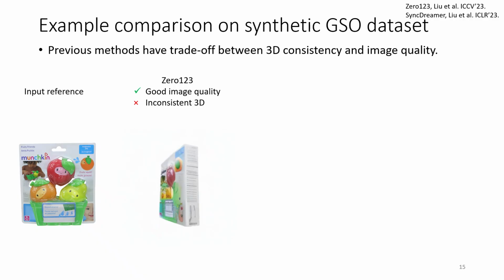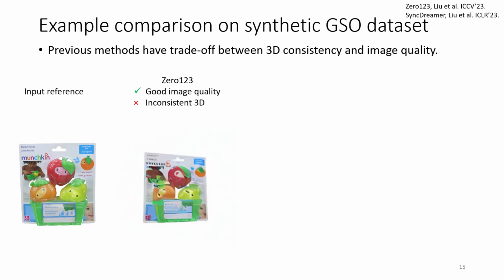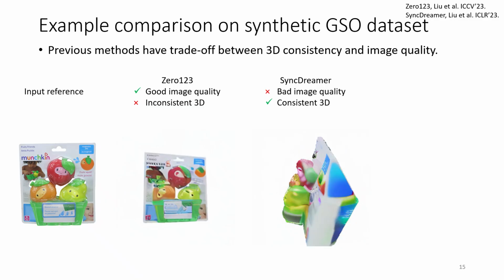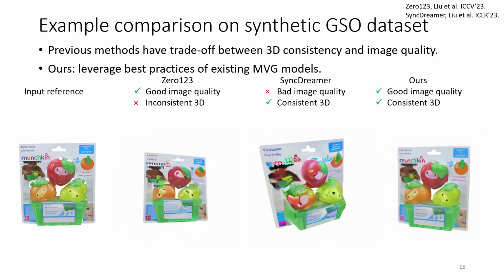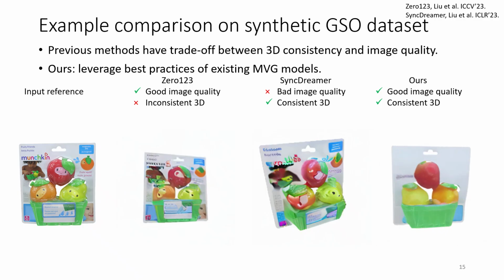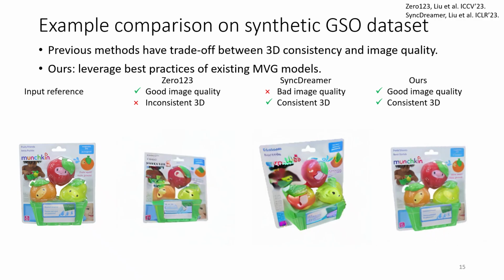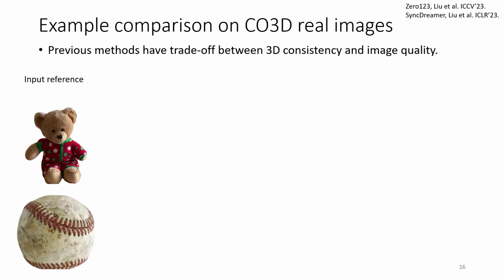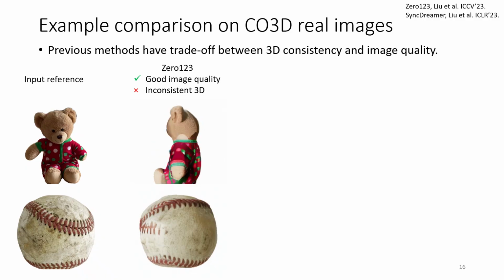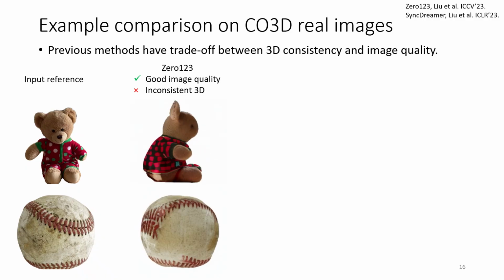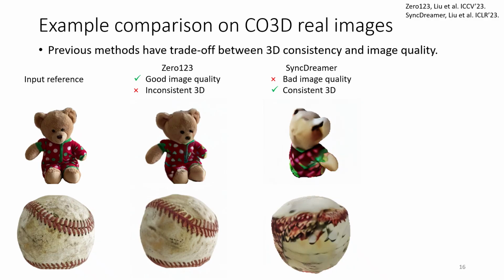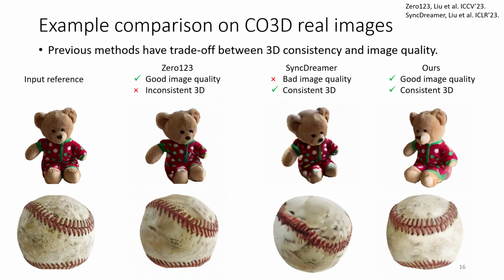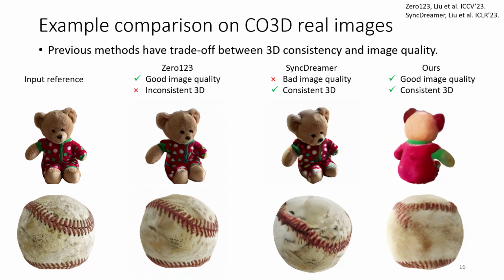We show one example here. 0123 generates images that look good independently, but are not 3D consistent. ThinkJumor generates 3D consistent images, but the quality is suboptimal. Our method leverages the best practices and balances better in consistency and quality. We show more examples on real image dataset. We can see that 0123 images are very inconsistent. The ThinkJumor has texture that does not look pleasing. And our model balances better on both dimensions.